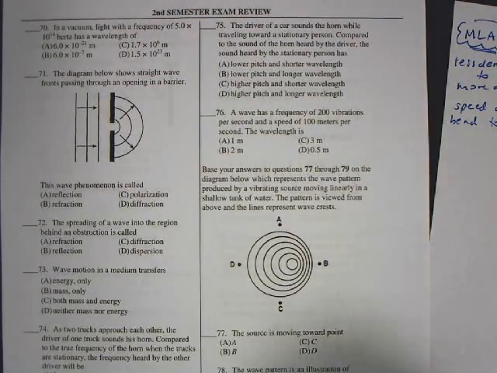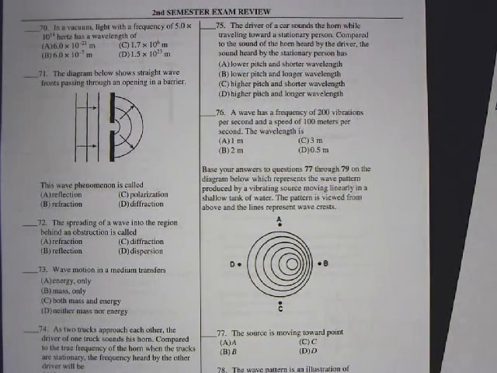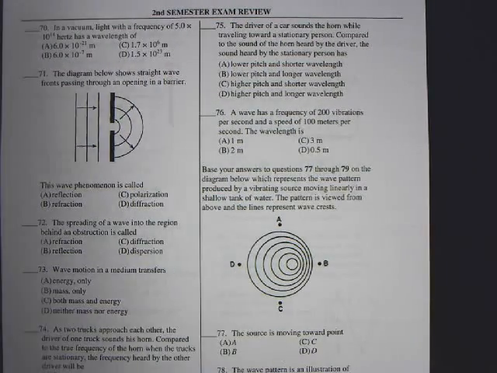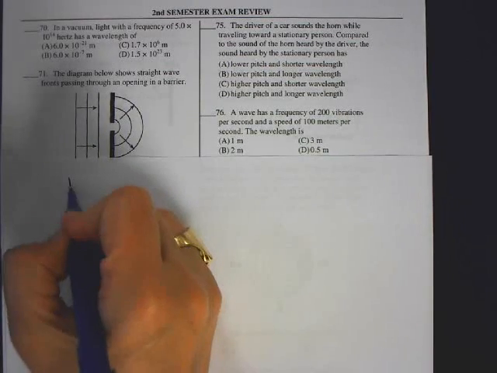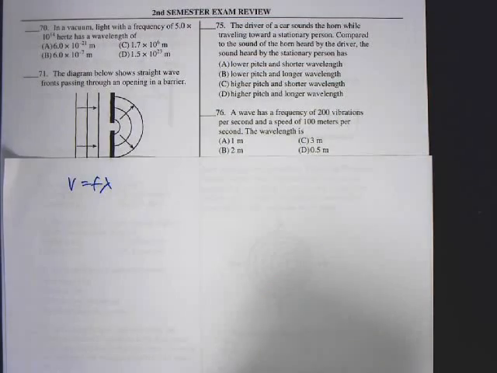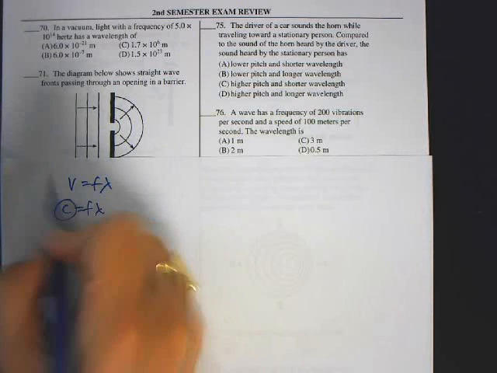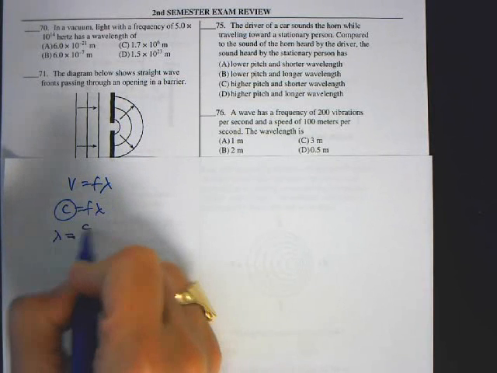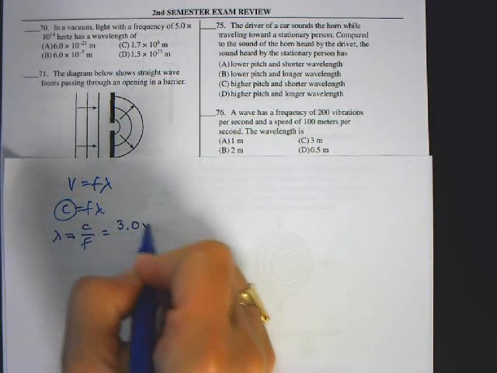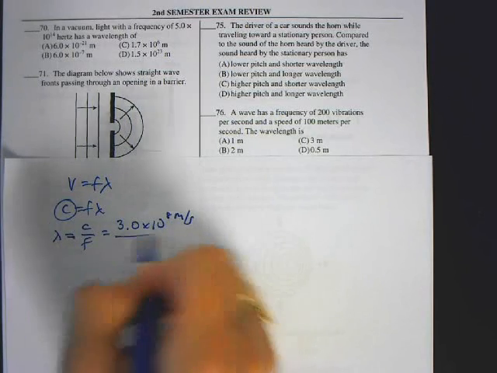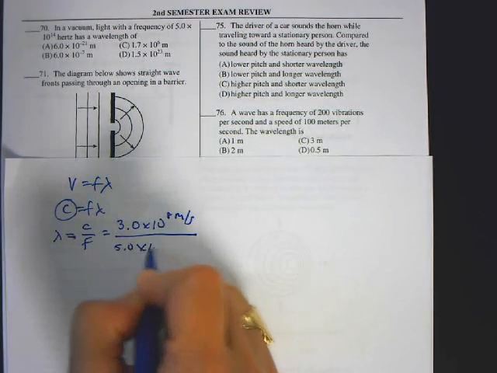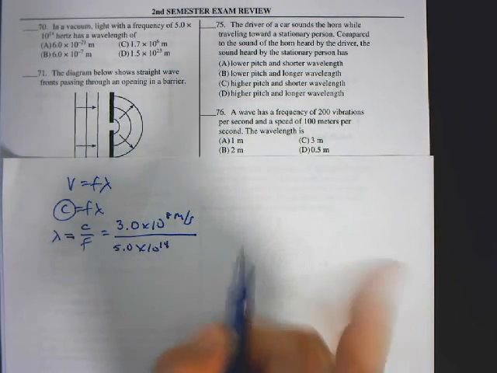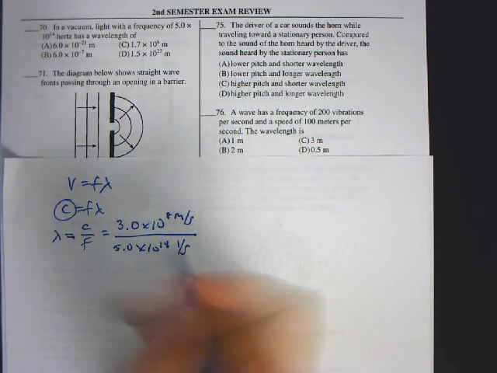Light in a vacuum with a frequency of 5.0 times 10 to the 14 hertz has a wavelength of? So this is just like our other equation. Instead of v equals f lambda, we have c equals f lambda, where c is the speed of light. If I want to find the wavelength, lambda is c over f, so it's 3.0 times 10 to the 8 meters per second divided by 5 times 10 to the 14. Now remember, a hertz is 1 over a second. So lambda comes out to be 6 times 10 to the negative 7 meters.